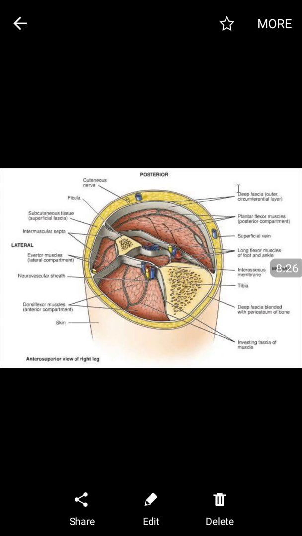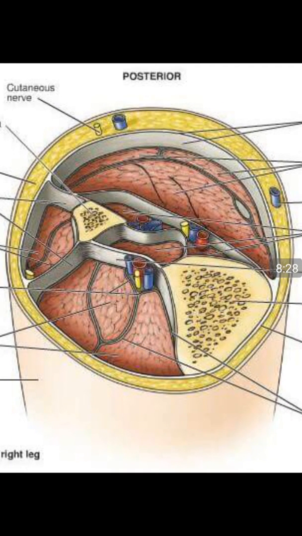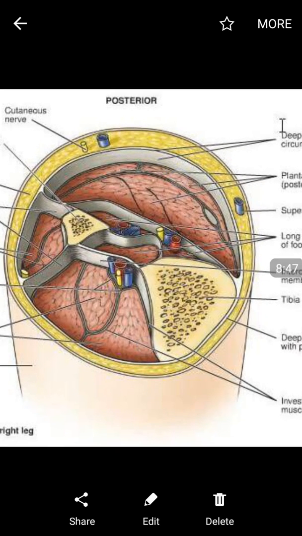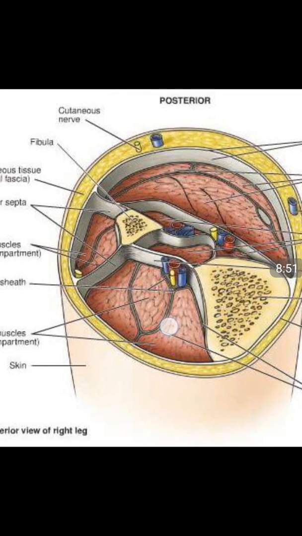Again, here in this diagram, you can see these are the bones and intermuscular septa. These are the blood vessels between the muscles, and when bleeding occurs between these muscles, that will further apply pressure on the blood vessels and further compromise the blood supply, resulting in Volkmann's ischemic contracture.